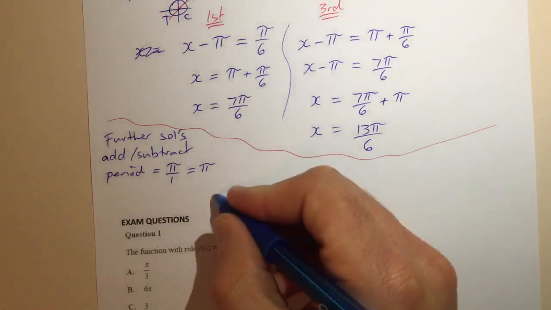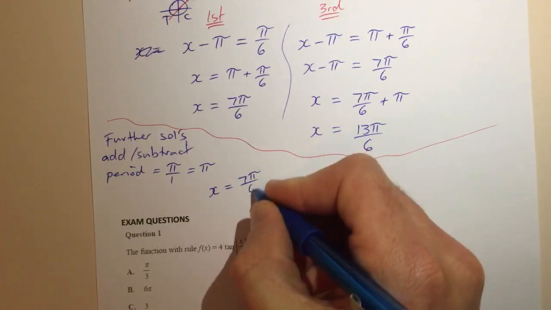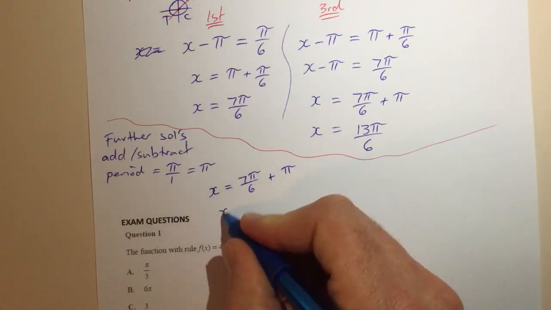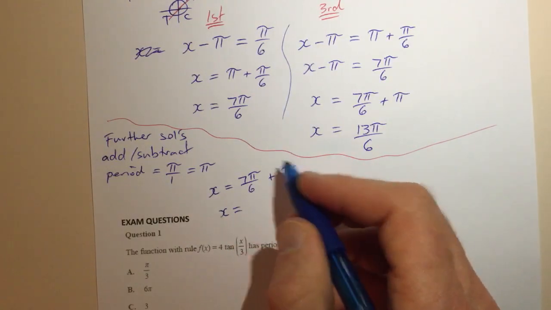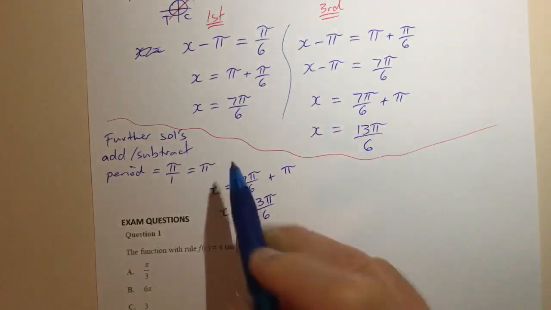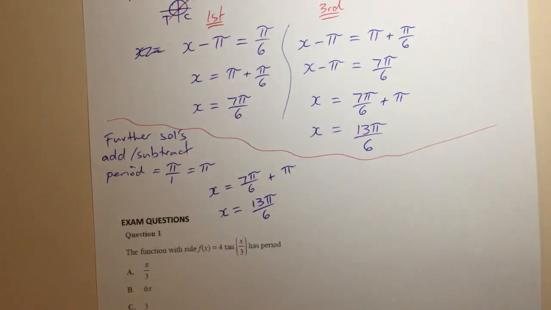So I can also get x equals 7 pi on 6 plus pi, and so x will equal 13 pi on 6. Actually, that's the one I've already got. That was silly, wasn't it? Because, of course, these two solutions were already just one period apart. So that was a bit of a waste of time. Apologies.